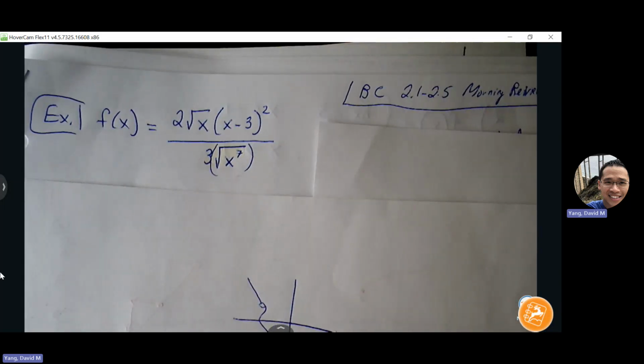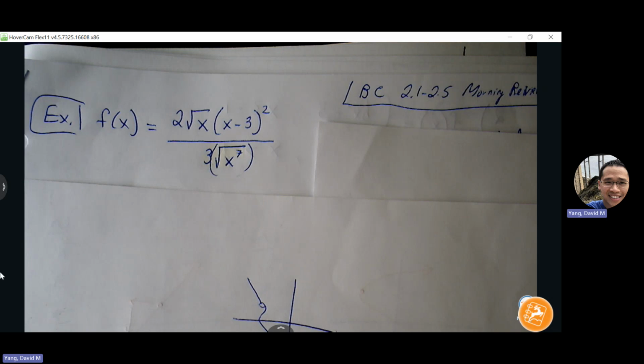So if I gave you this problem here, f of x equals 2 root x times x minus 3 squared over 3 square root of x to the 7th, how would you go about finding the derivative? Distribute and split the terms.